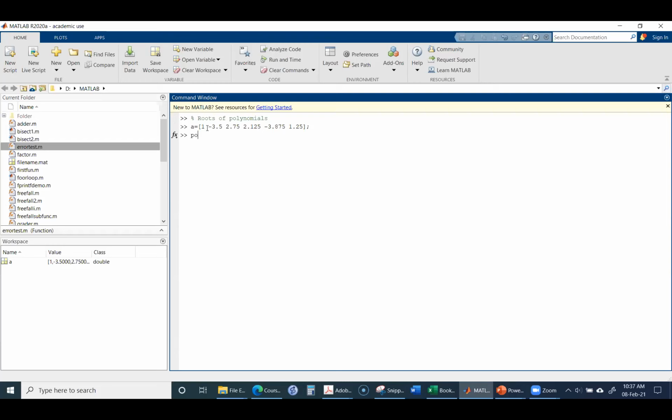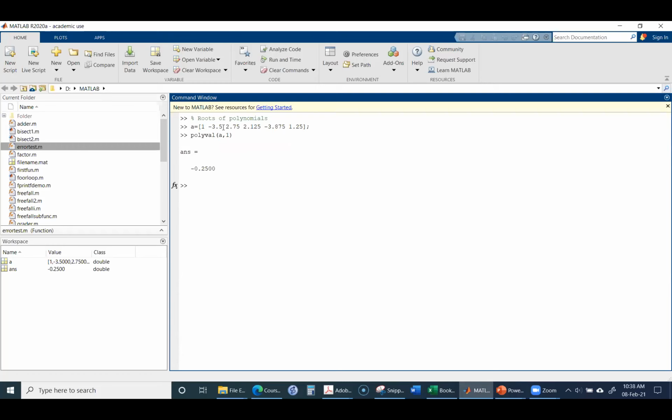I will use the polyval function. The polyval function takes the coefficients of the polynomial, which are a in this case, and the value of the independent variable x, which is 1 in this case. If I hit enter now, it will give me the answer of minus 0.25.